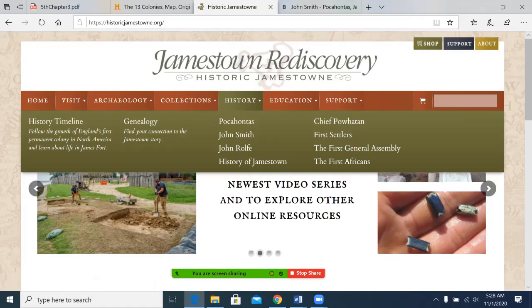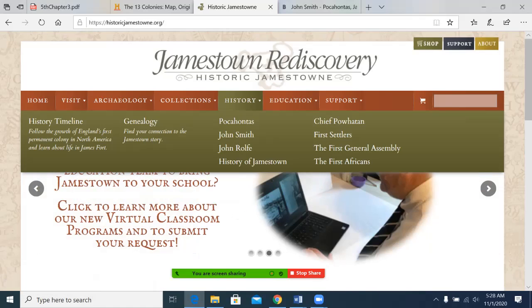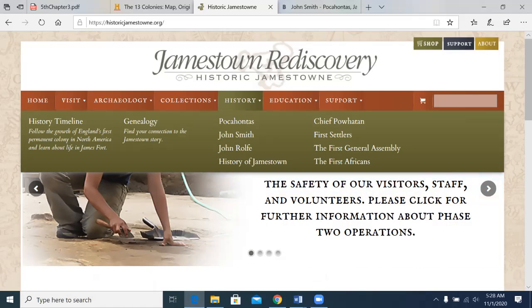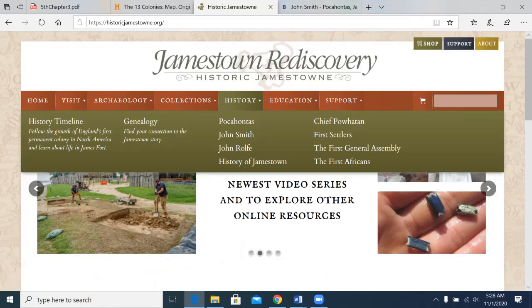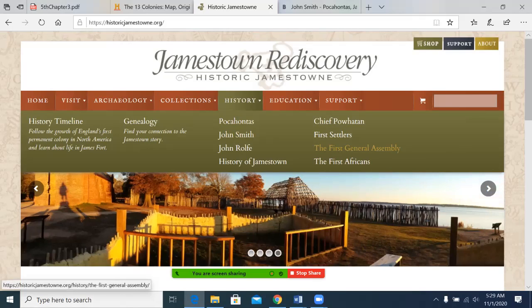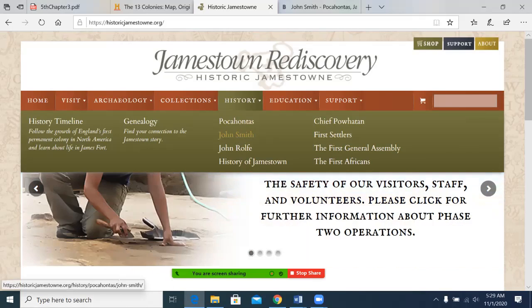The first General Assembly, because you'll learn later that the first representative government in what's now the United States was formed in this area by the House of Burgesses in the early 1600s. And obviously Jamestown's landing is around 1607, so about a dozen years later. You'll hear about the first Africans, aka the first slaves of the new English colonies, the chief, and then Pocahontas, and then John Smith and Rolfe.